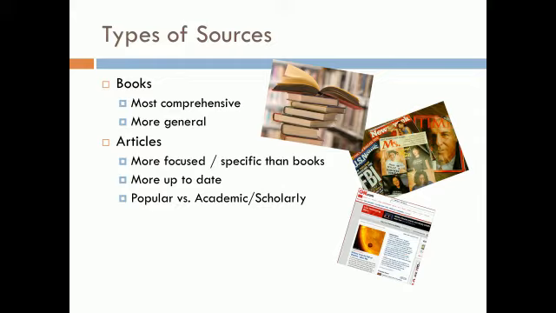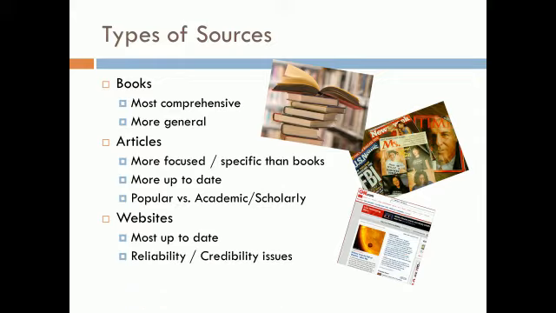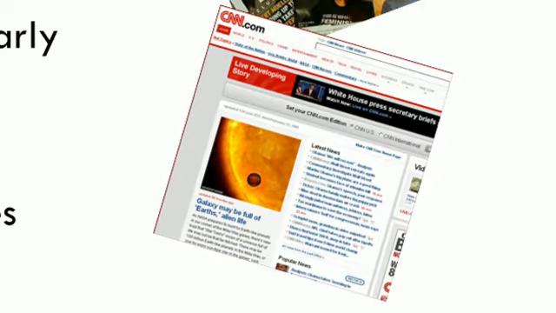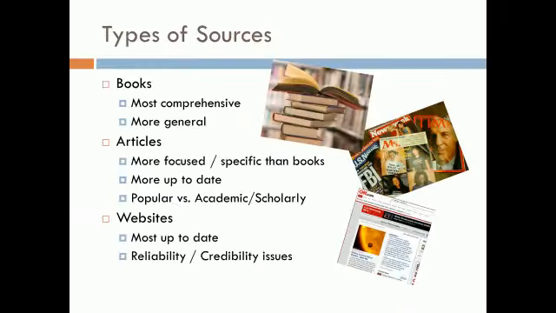You can usually find the most up-to-date information on a topic on a website because it can be updated at any given moment. For example, breaking news is more likely to be found on a website like CNN.com. Days, weeks, and months later, you'll find articles about what happened. A year later, if it was a big enough event, you'll start finding books on it. Websites can be problematic, though, because they're not always as credible or reliable as books or articles.